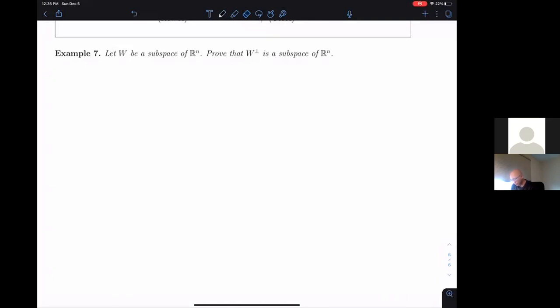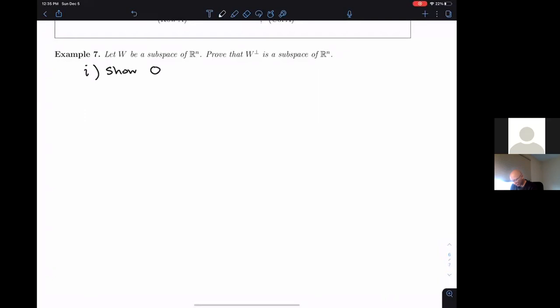So the strategy is to use the 3 axioms of subspace, right? So first, I want to show that the 0 vector is in W perp. So how do I do that? Well, what I need to do is say that 0 is orthogonal to everything in capital W. Well, that's actually not too bad.